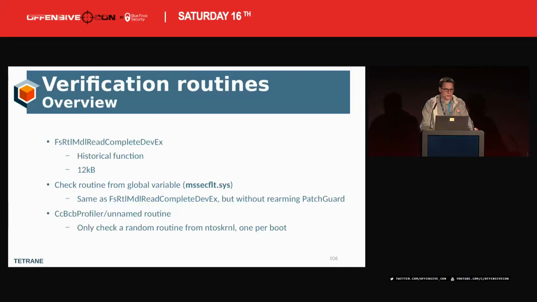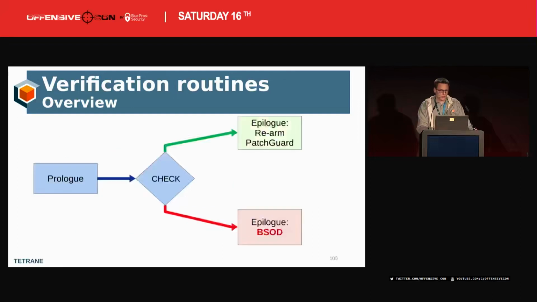The second function is a check routine from the global variable, which is almost the same as the historical one, but there is no rearming part of PatchGuard. And the third one is the CcBcbProfiler or unnamed routine, which are identical, as I said, and it only checks a random routine, one per boot. So in our case, we will only see FsRtlMdlCompleteDevX. Let's have a look at an overly simplified diagram of what it does.